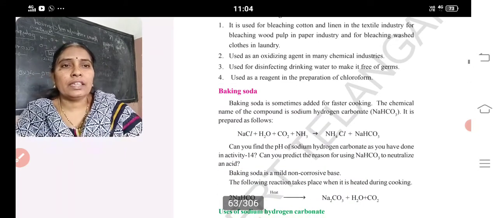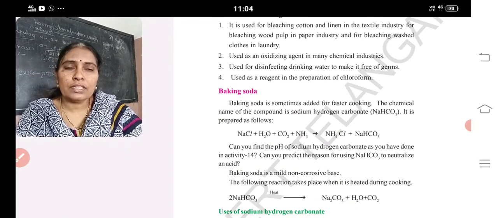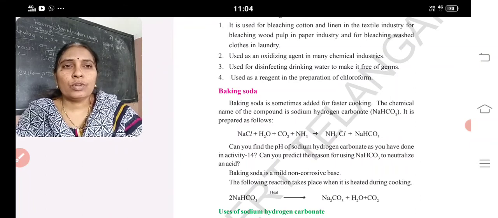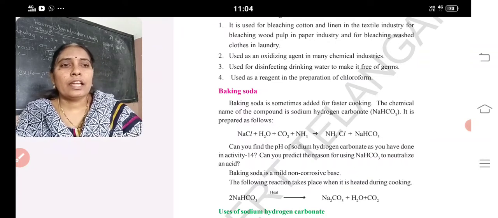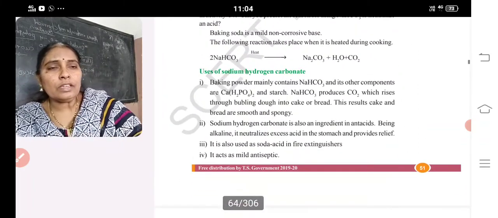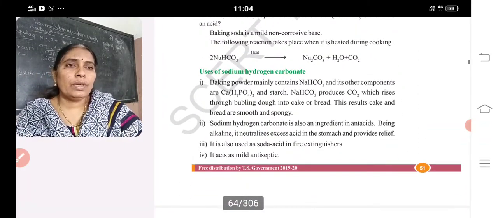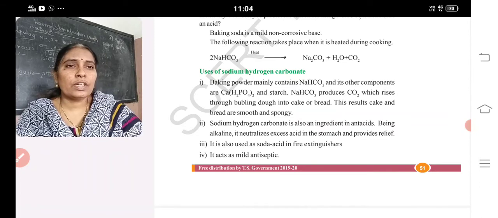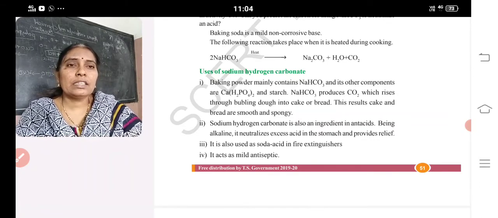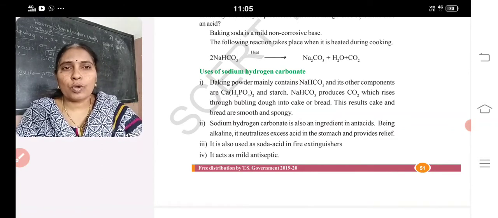Baking soda, formula NaHCO3. How do we get it? When sodium chloride is dissolved in water with carbon dioxide and ammonia gas, we get ammonium chloride and sodium hydrogen carbonate, which is known as baking soda. Baking powder mainly contains sodium hydrogen carbonate, and other components are calcium hydrogen phosphate and starch. Sodium hydrogen carbonate produces carbon dioxide, which makes the dough bulge and rise into cake or bread. This makes cake and bread more spongy.